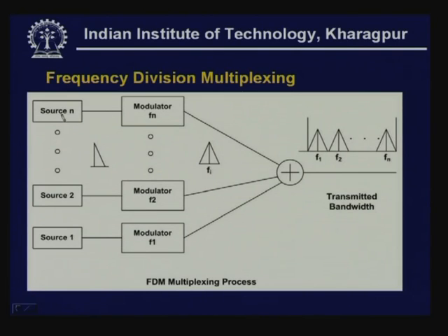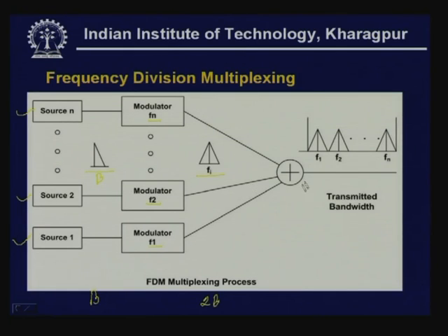So, here the signals are coming from different sources, source 1, source 2 and source n, and here you have the modulator, and as you can see, different subcarriers F1, F2 and Fn. These subcarriers are used to modulate different signals, and if this is the bandwidth of the modulating signal, the bandwidth of the modulated signal is shown here, around the carrier on both sides. As you know, if the bandwidth of the analog source signal is B, then the bandwidth of the modulated signal is 2B.